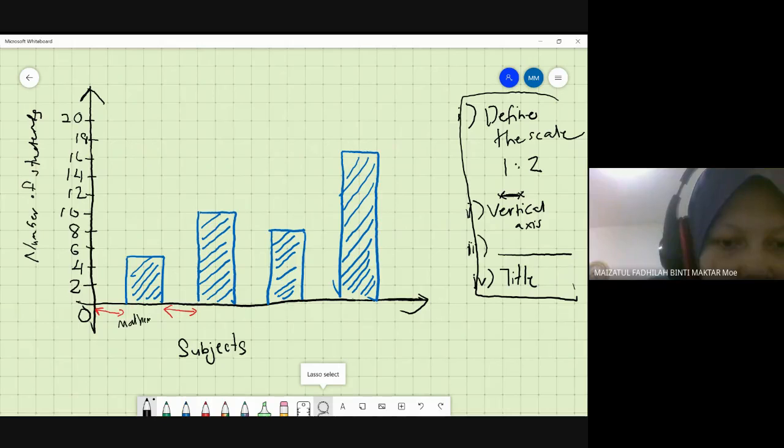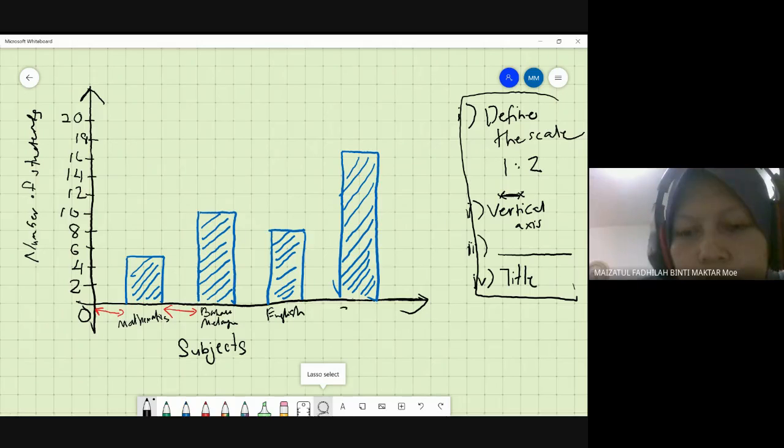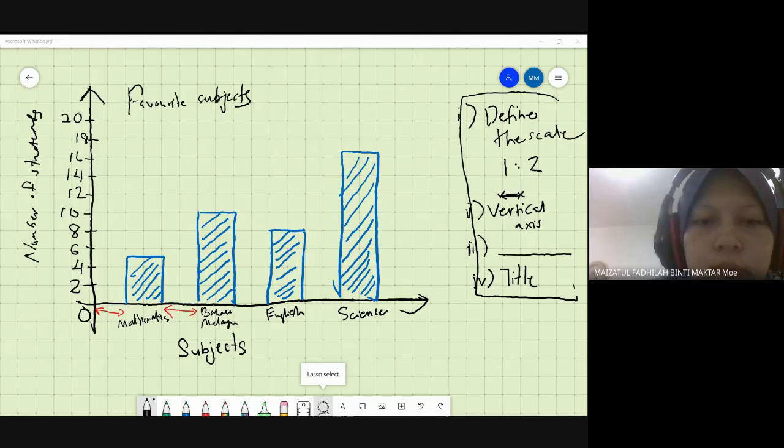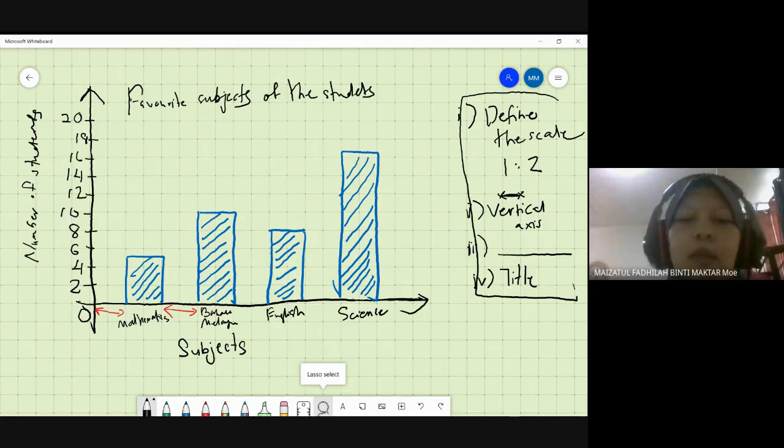Mathematics, Bahasa Melayu, English, and the last one is a title: favorite subject of the students. Right? So all of this is very important.